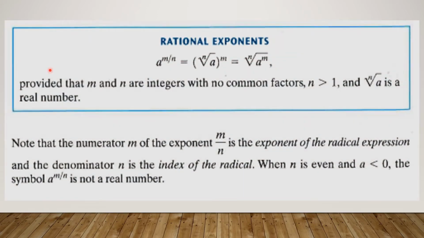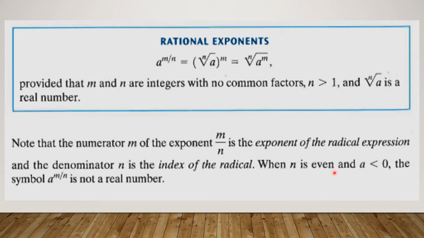Rational exponents: a raised to m over n is equal to the nth root of a raised to m, provided that m and n are integers with no common factors, and n is greater than 1, and the nth root of a is a real number. Note that the numerator m of the exponent m over n is the exponent of the radical expression, and the denominator n is the index of the radical.